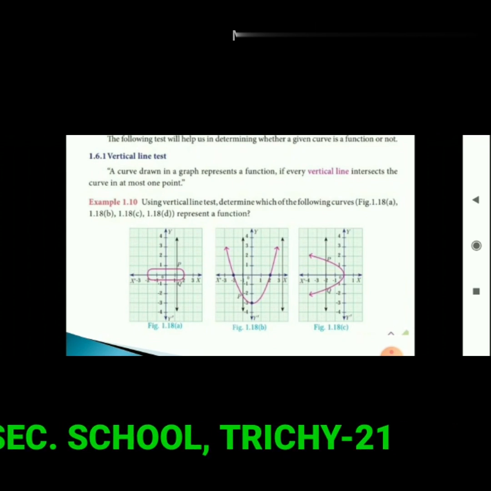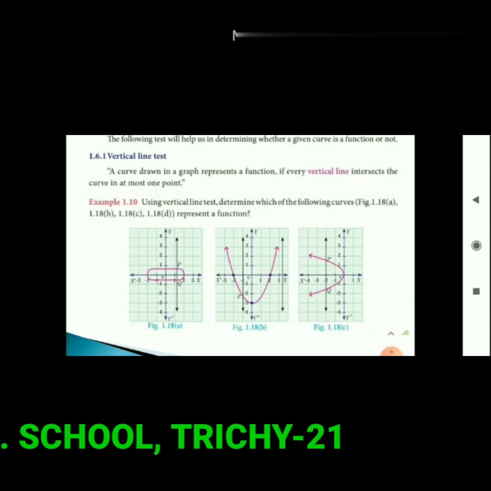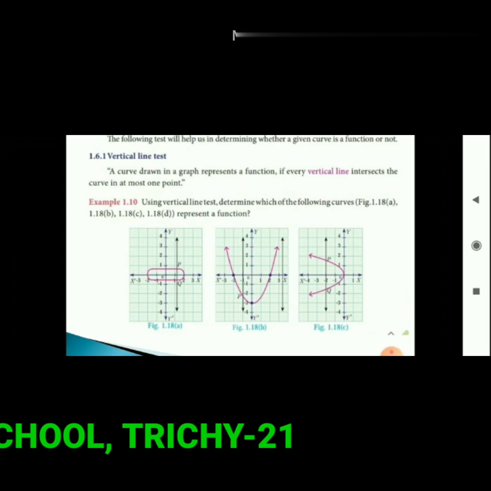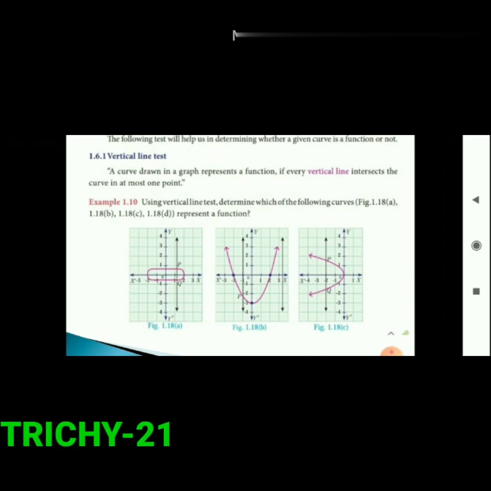The following test will help us in determining whether a given curve is a function or not: the vertical line test. Vertical line test means we draw a vertical line in the given picture; if every vertical line intersects the curve in at most one point, it is a function. Here, for example, three pictures are given. In the first picture, we draw the vertical line. The line meets the curve at 2 points, that is P, Q.